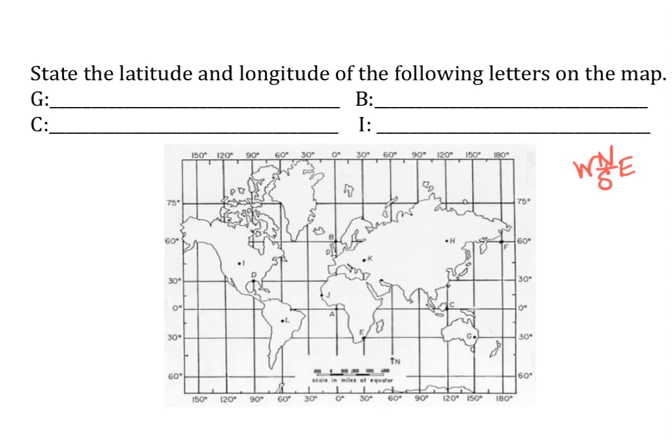And we have 4 different locations. We have G, C, B, and I. We're going to first identify those on our map. So G is right here. And then we have C, which is right here. We have B, which is kind of hidden right here. And we have I right here.